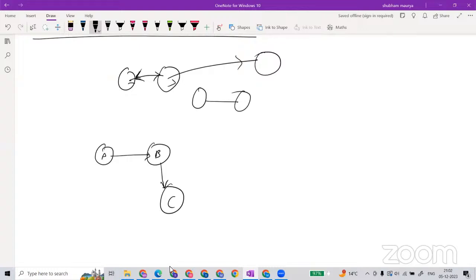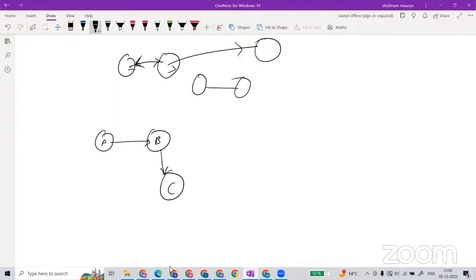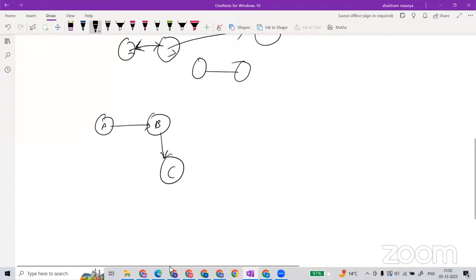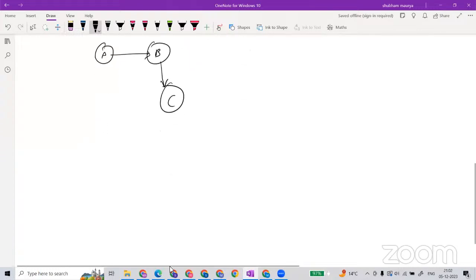Now we need to learn the methods of DFS and BFS and how they work. In this session we will try to discuss at least BFS and DFS. Topological sorting we will discuss later.